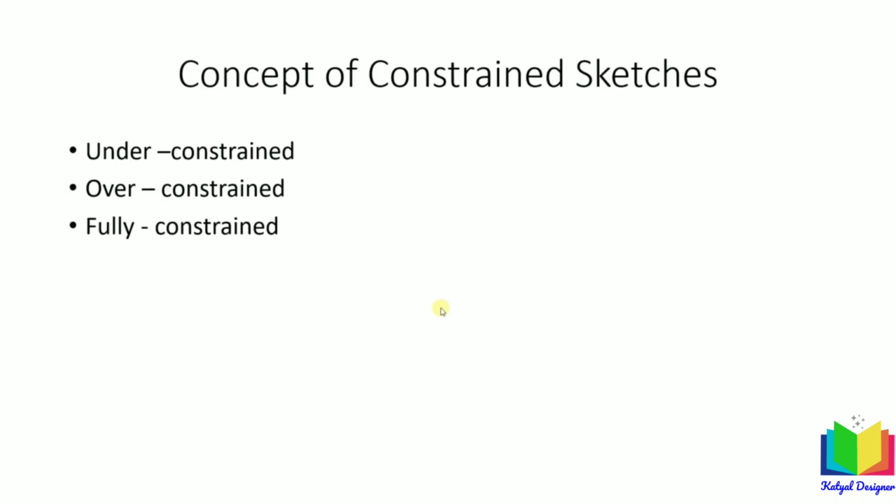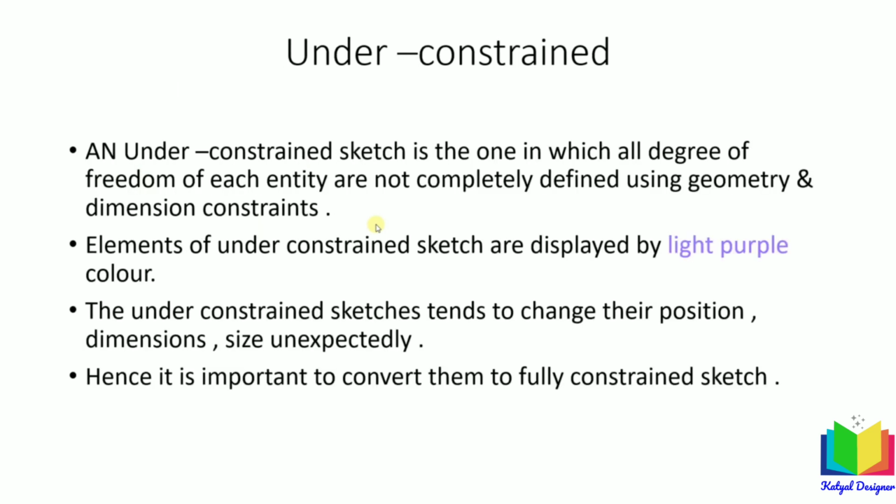Now we have three types of constraints: under constraint, over constraint and fully constrained. So now let's understand them one by one. Under constraint sketch is the one in which all the degrees of freedom of each entity are not completely defined using geometry and dimension constraints. These types of constraint are displayed by light purple color. These sketches tend to change their position, dimension and size unexpectedly. So hence it is very important to convert them into fully constrained sketches.